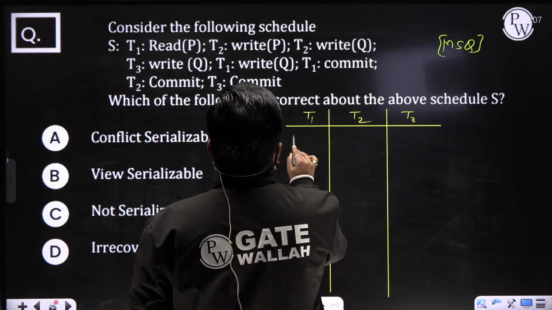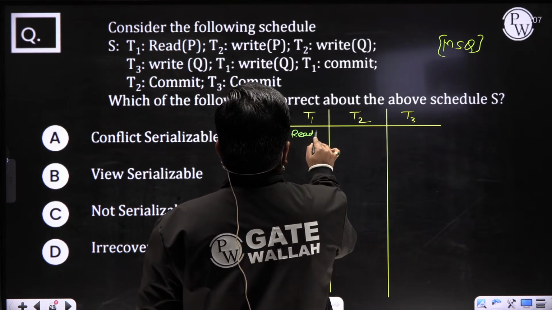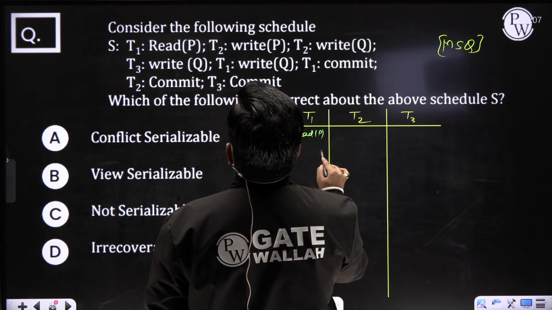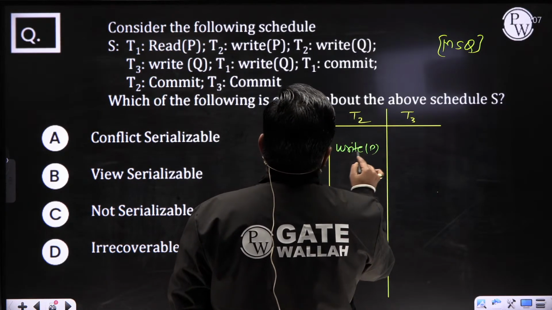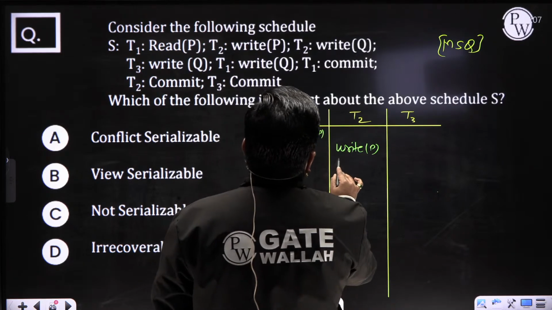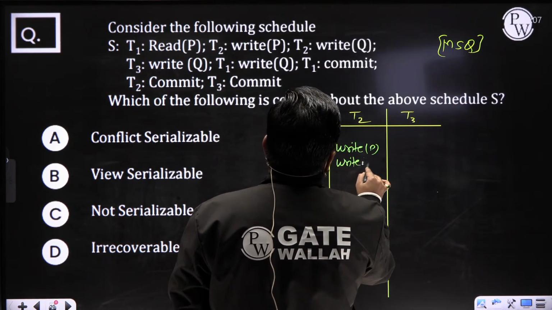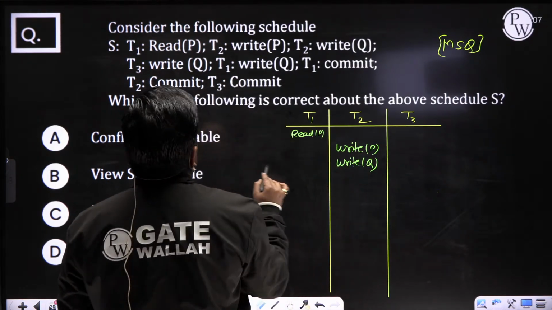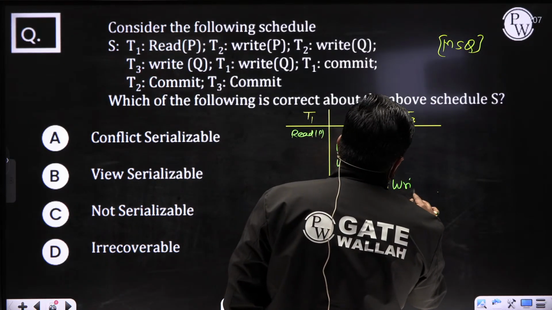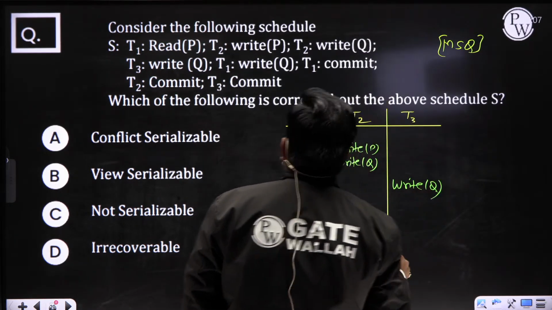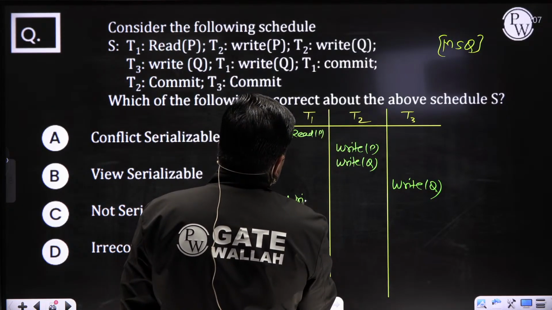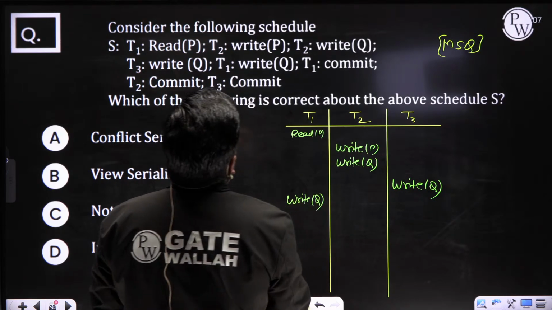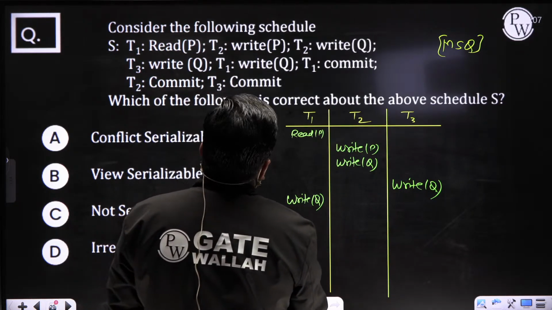Listen. Read P. What is mentioned? T2 में write P. Third one, T2 में write Q. Okay. Fourth one, T3 में write Q. Okay. And T1 में write Q. Clear everyone? Next, T1 में commit.